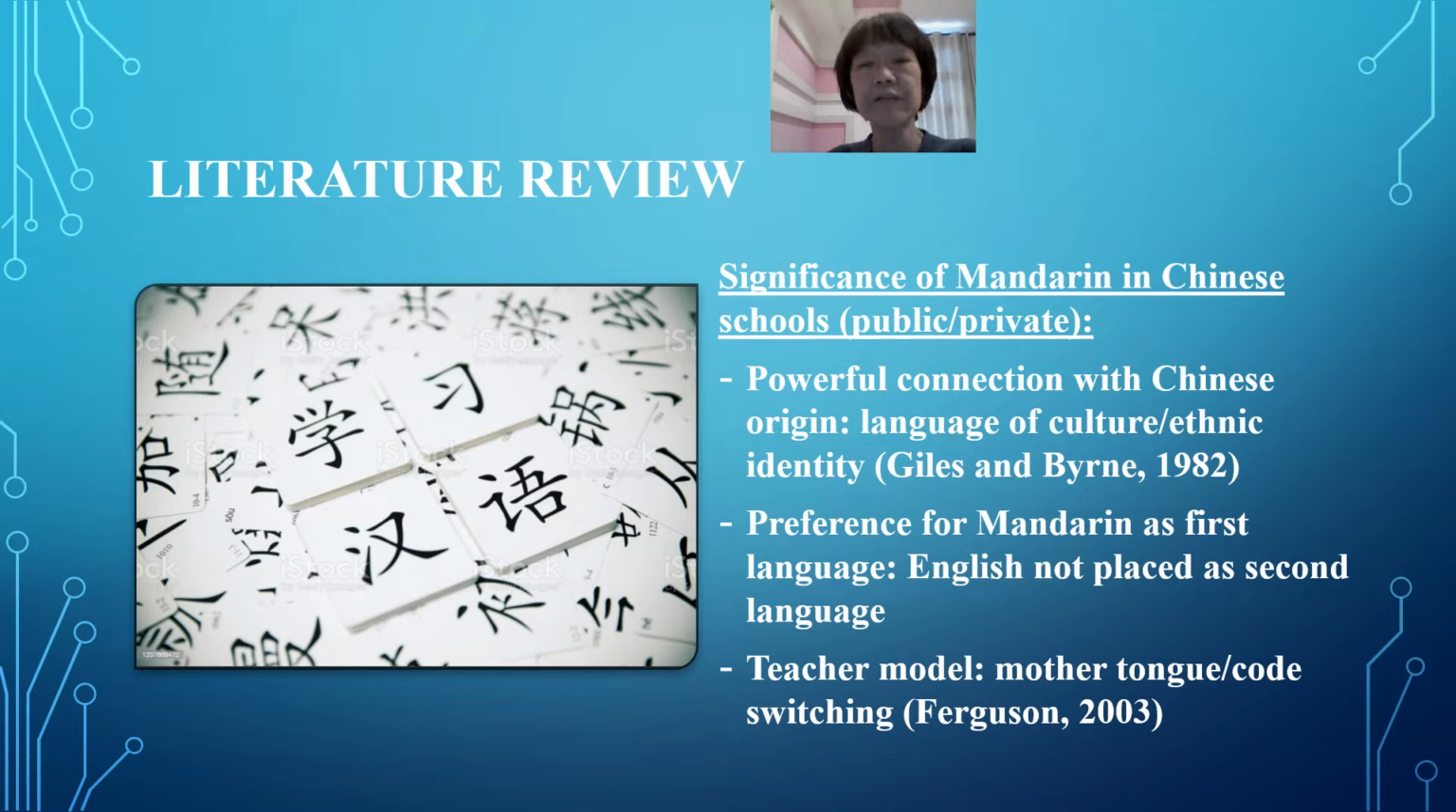Research has also been made on the significance of the Mandarin language in the Chinese public as well as vernacular schools. Mandarin is a powerful connection with Chinese origin, as it is a language of culture and of ethnic identity, according to Giles and Byrne 1982. The preference for Mandarin as the first language makes English not the second, because Bahasa would be the second national language and then English would be placed third. In addition to that, there is the teacher model, whereby the teacher uses the mother tongue, Mandarin, most of the time, or practices code switching.